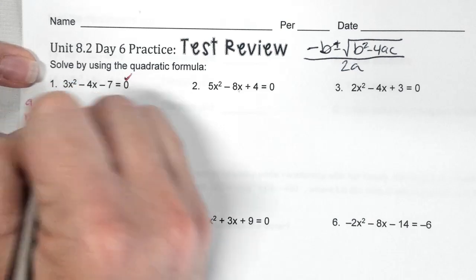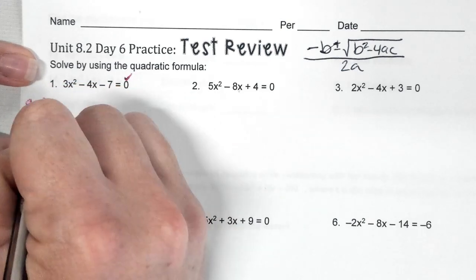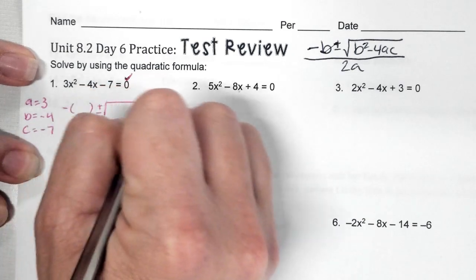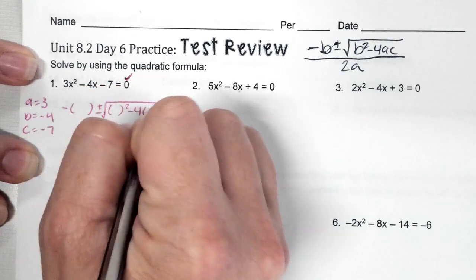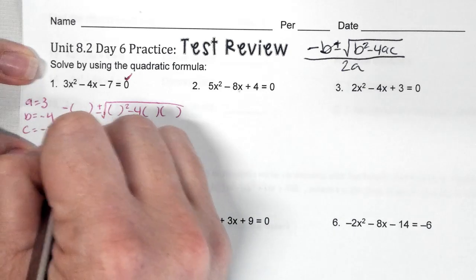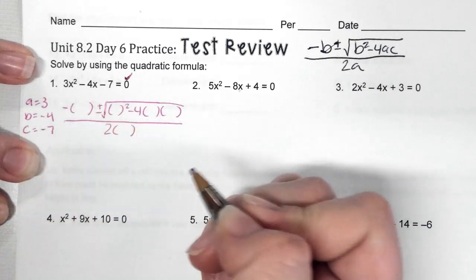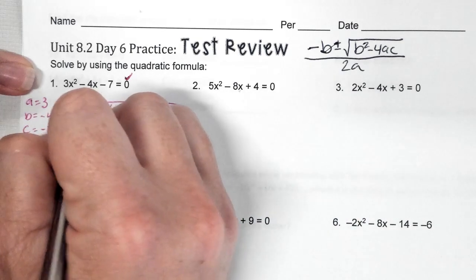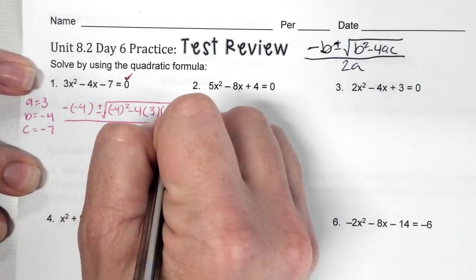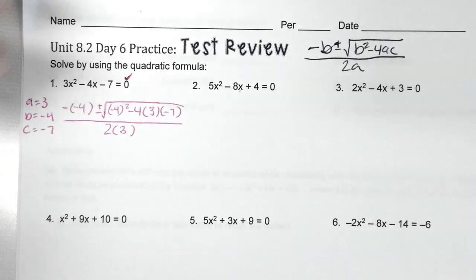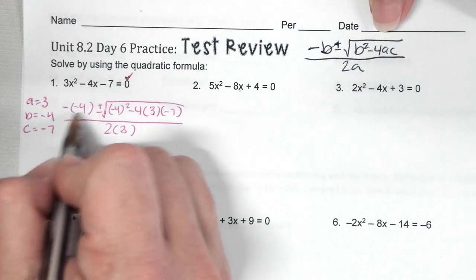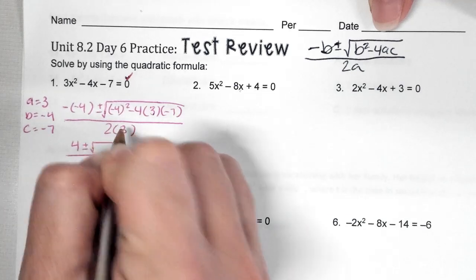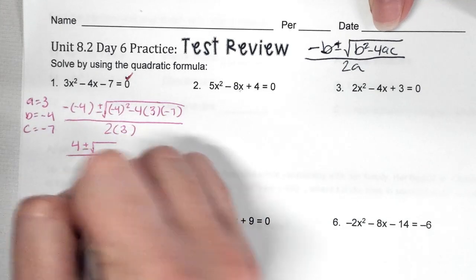A is 3, b is negative 4, c is negative 7, and we're going to build the skeleton. So negative b plus or minus square root b squared minus 4 times a times c all over 2a. So a is here and here, b is here and here, and c is here. And then now we simplify the 3 pieces. So 2 negatives makes a positive, plus or minus the square root of something, over 2 times 3 is 6.